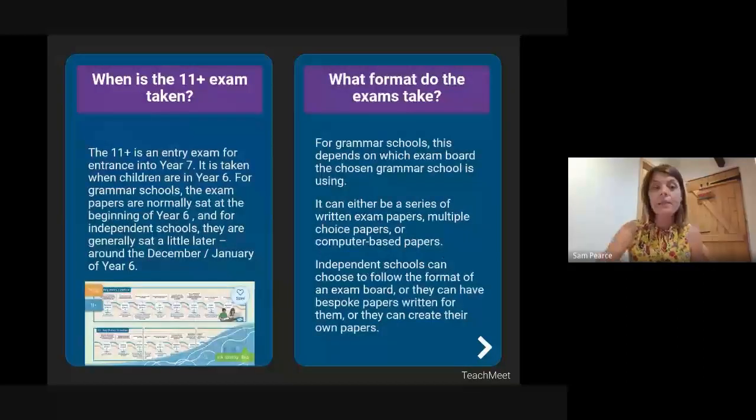So when is the 11+ exam taken? Well, it's an entry exam for entry into year 7, for entry into secondary school. And it's taken when children are in year 6.